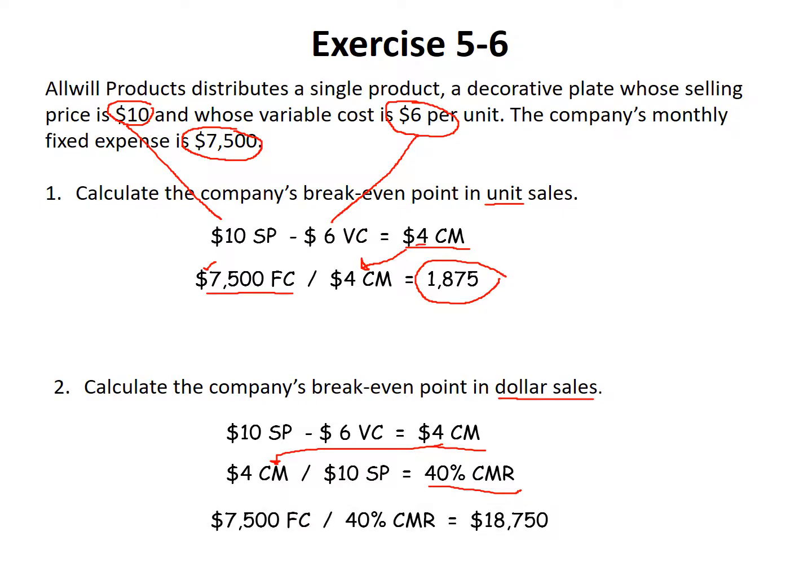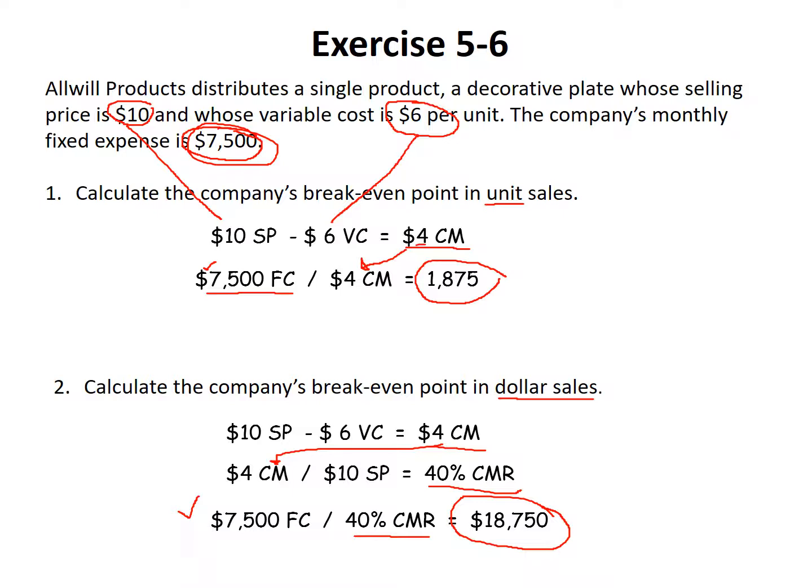Okay, let's go on to the next part of our formula. Now we take the $7,500 worth of fixed cost that we got from our problem definition at the top. We divide that, not by our contribution margin, but by our contribution margin ratio. So it's $7,500 in fixed cost divided by the 40% contribution margin ratio. That gives us the dollar level of sales we need to achieve in order to break even. In this case, it's $18,750.